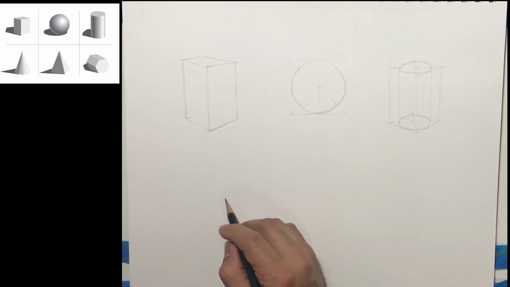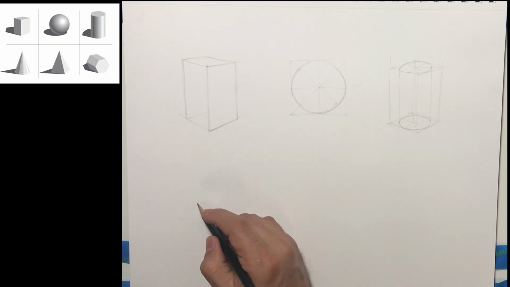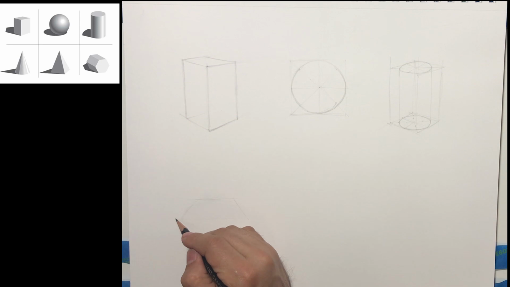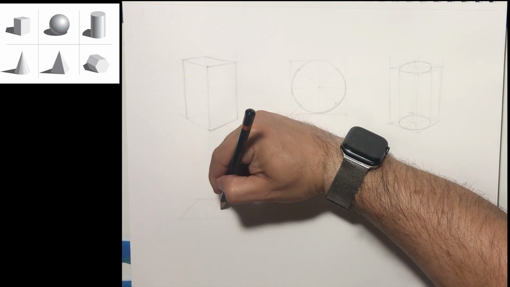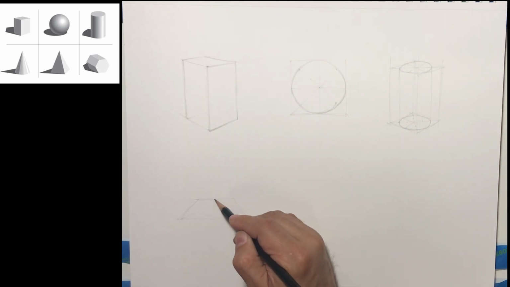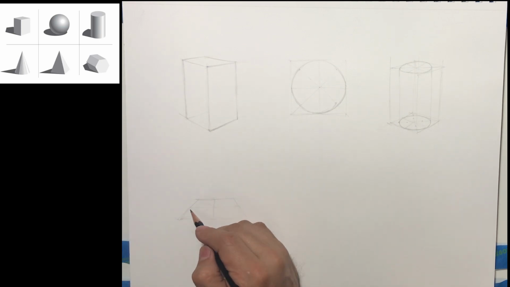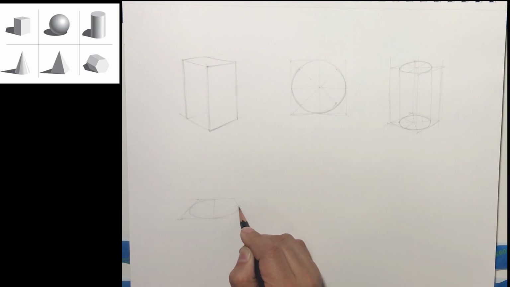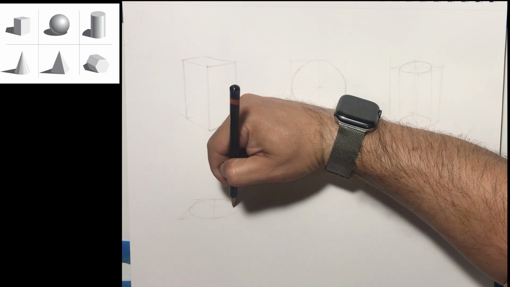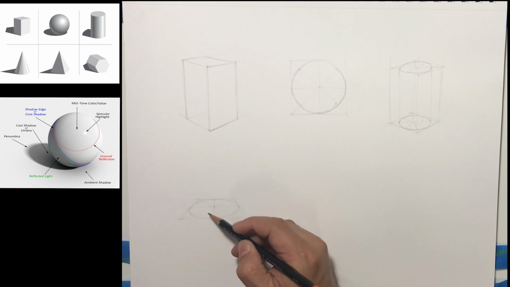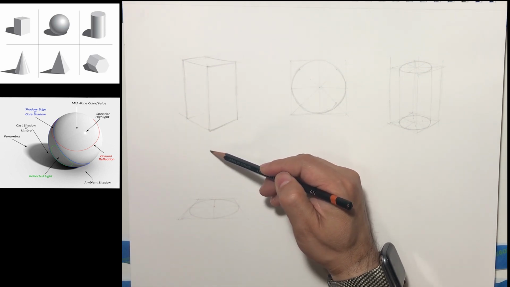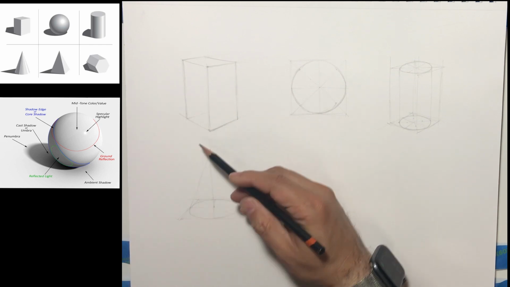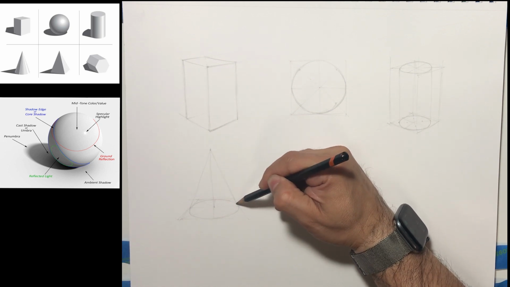Now, for the cone, we could do the box again. In this case, we can do a 1-point perspective. So we varied it a little bit from the 2-point, just to get a little bit more knowledge on how to do this. And then from here, to do the cone, we're going to go from the very center of this circle or oval, find the top of that cone, and draw a straight line. From here to here, draw a straight line. Now we have a cone.